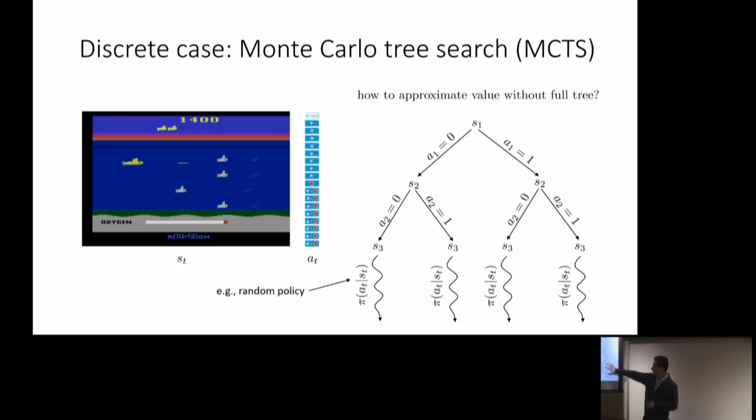So the main idea behind Monte Carlo tree search is that we're going to expand our tree in an adaptive way to a limited depth, and then when we get to the leaves, instead of actually continuing the expansion, which would be exponentially expensive, we'll just run some random policy to get some guess at the value of that state.